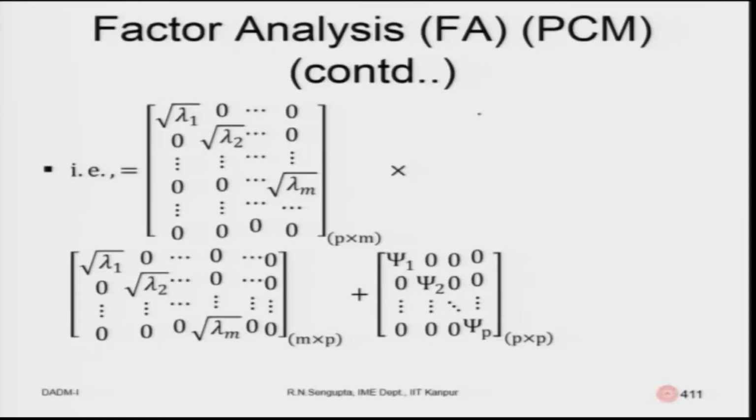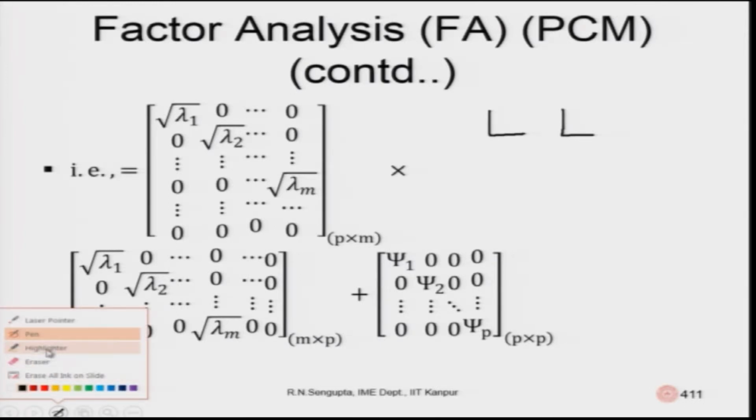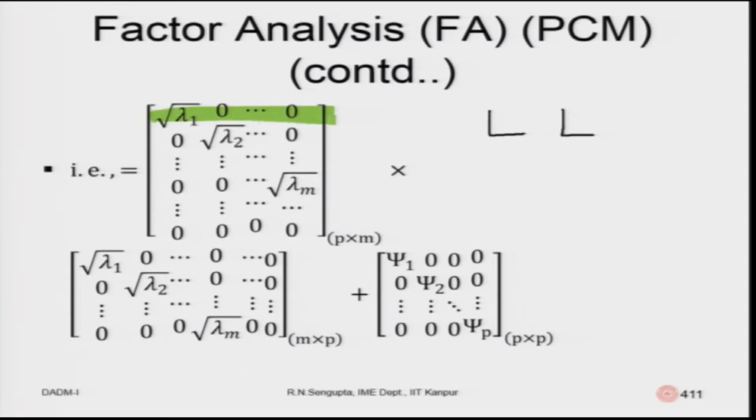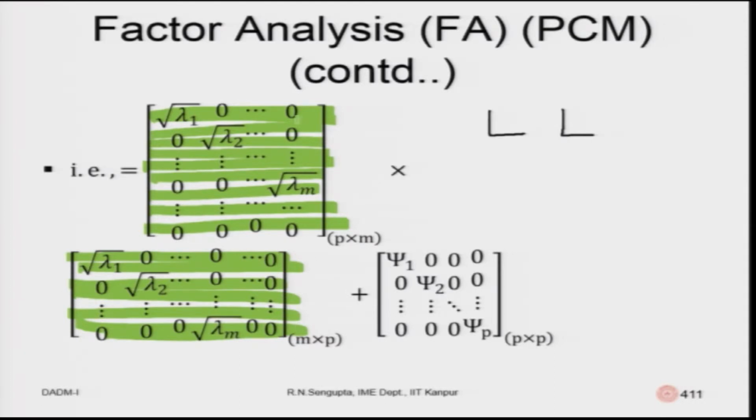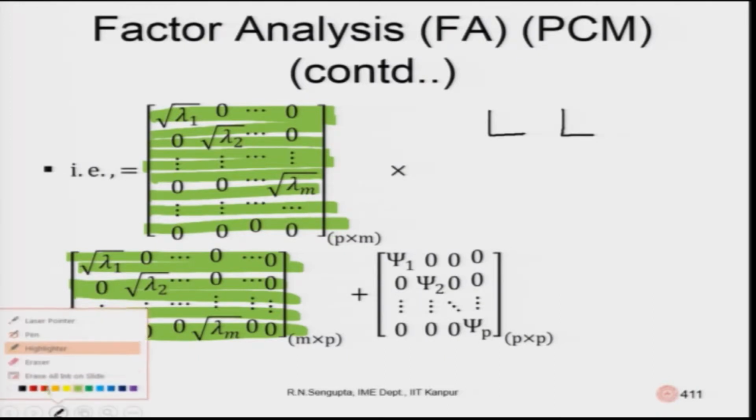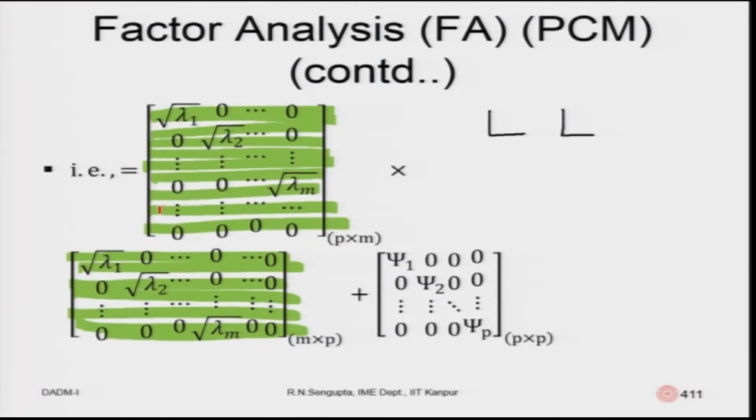Using this concept, the L and the L transpose values would be given by, if you remember one thing, I will come to that. The set of values has p rows and m columns, but in this case there are p minus m rows in between. After the mth one, m plus 1, m plus 2, m plus 3, till p, these are all zeros. Remember that, that is important.